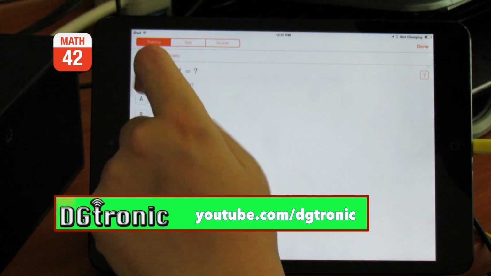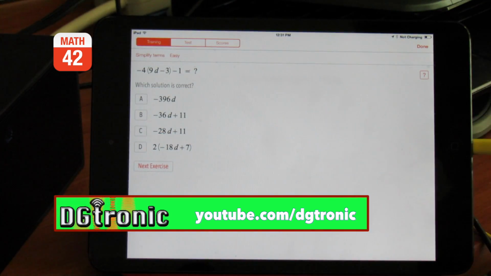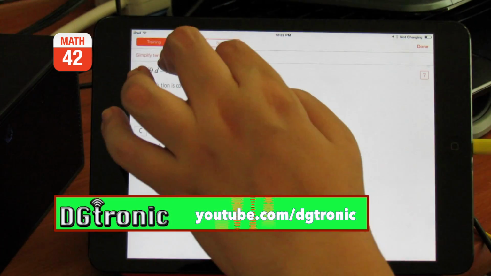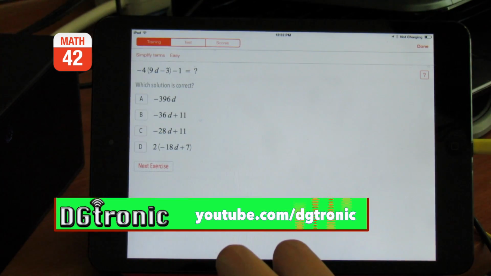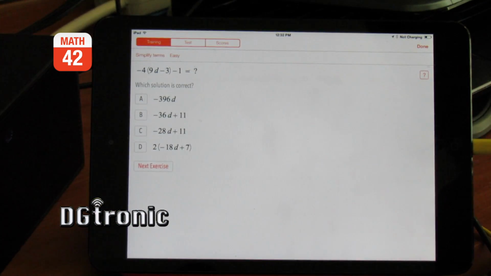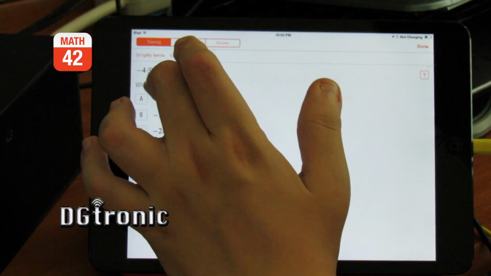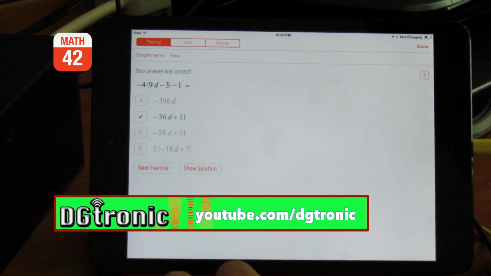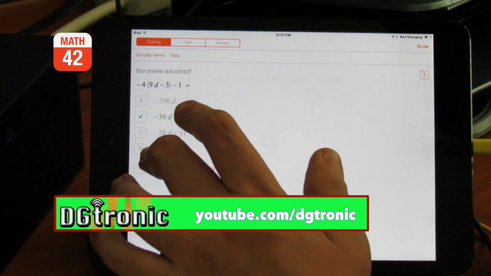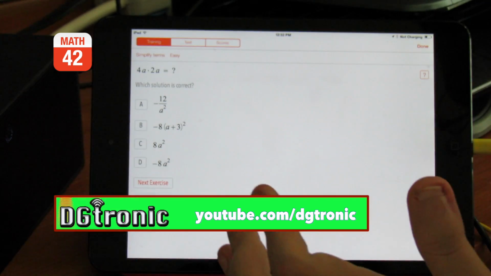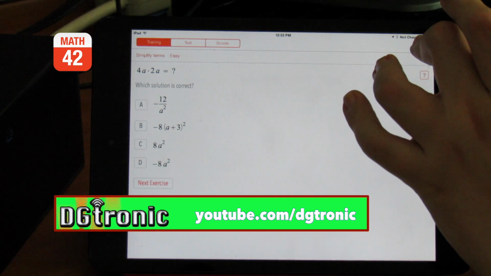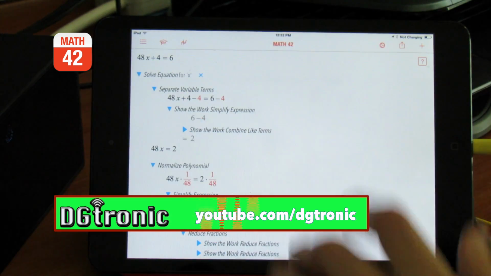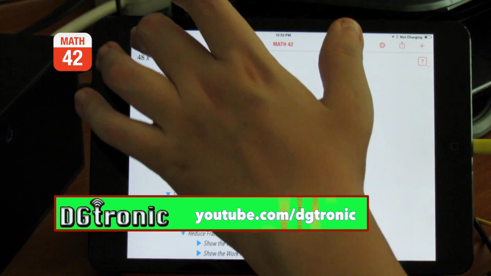Negative 4 times, in parentheses, 9d minus 3 minus 1. You do inside the parentheses first. You can't really do anything with that because there is a number and there's a letter in there. So you have to just multiply straight out. No, this has to be the answer. Negative 36d plus 11. I think you get the point. I don't want to do the whole test here, so let's click that. Done.